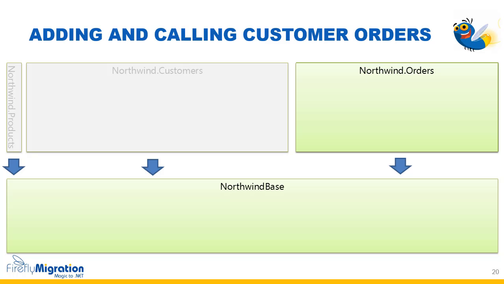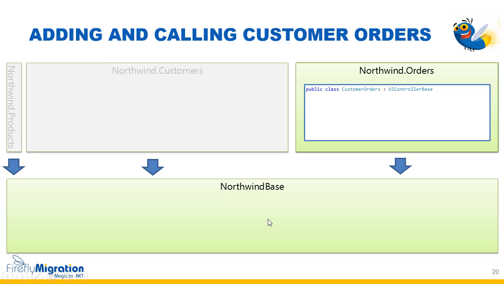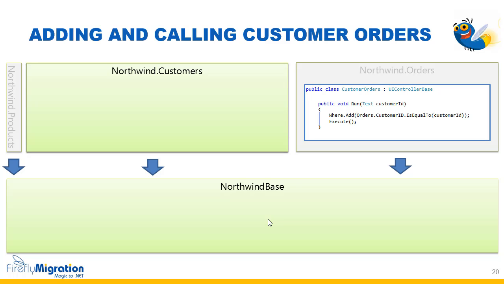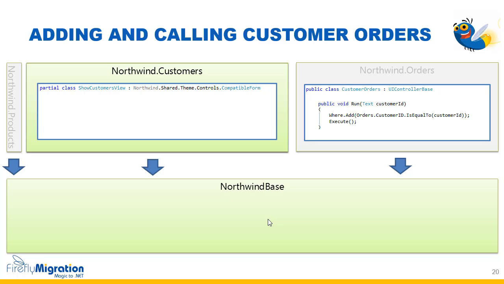Let's focus on the Northwind Orders project. In it, we'll add a new screen. We'll call it Customer Orders. We can see it's a UI controller, so we know it has a screen. And we'll have a run method that accepts a customer ID and shows us only orders with that same customer ID.